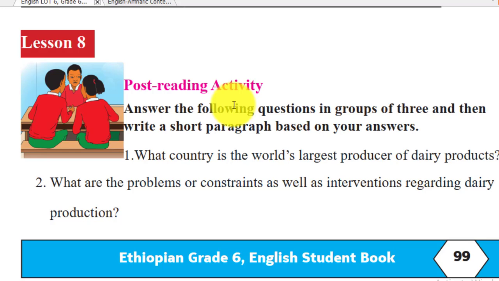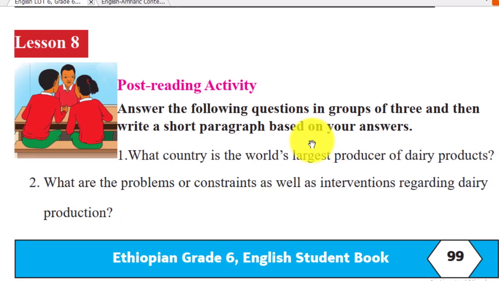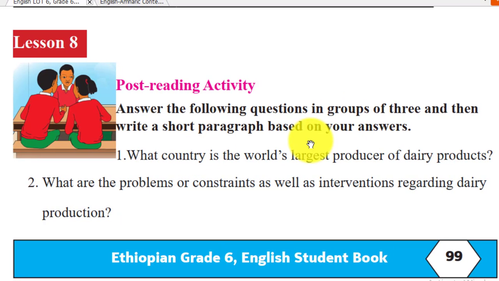Lesson 8 ላይ ስንመጣ post reading activity ነው ይሄ, after reading ነው ካነበባችሁ በኋላ. Answer the following questions in groups of 3 and then write a short paragraph based on your answers. Integrated skill ነው እንግዲህ. ንባብ ሆኖ ይያለ ግን ንባቡን based on አድርጋችሁ ወደ writing እንድቀይሩ ነው.